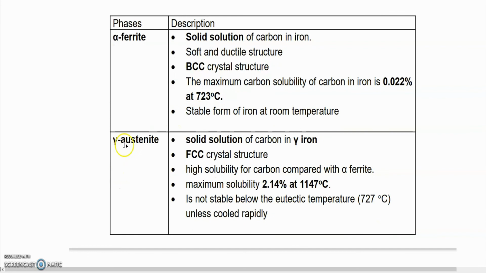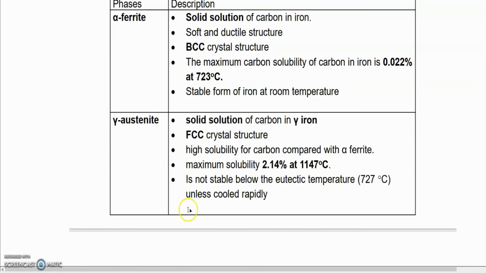Okay, while gamma austenite, it is a solid solution of carbon in gamma iron. FCC crystal structure. It has high solubility of carbon compared with alpha ferrite. Its maximum solubility of carbon is up to 2.14% at 1147 degrees Celsius. It's not stable below the eutectic temperature. Okay, eutectic temperature ni lah 727 degrees Celsius. Dia tak stabil jika suhunya bawah daripada eutectic temperature lah, unless it cool rapidly, kecuali jika ianya disejukkan secara cepat lah.